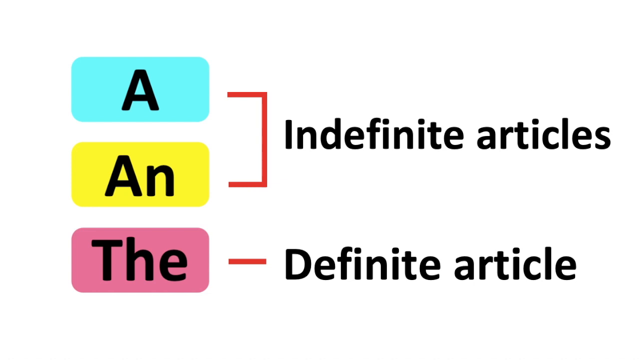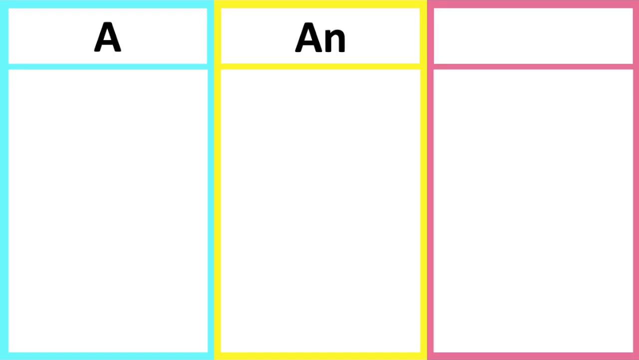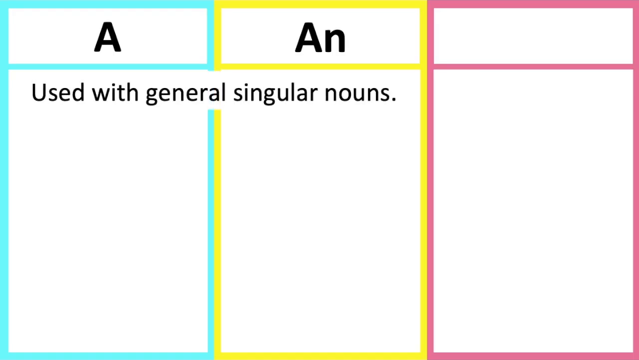We can identify whether the noun being referred to is a singular or a plural noun, or if the noun is a specific noun or a general noun. The indefinite articles are a and an. These articles are used to refer to general singular nouns.